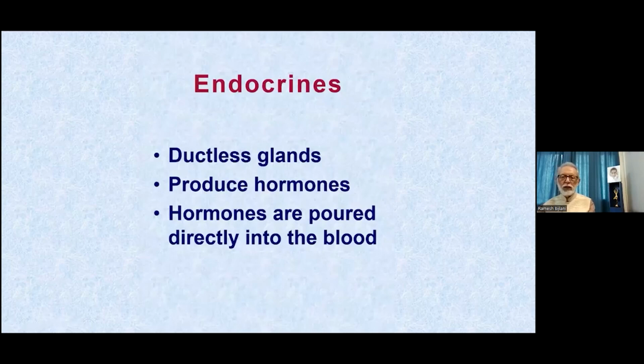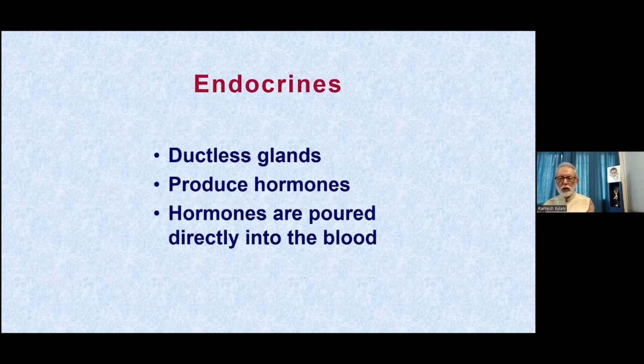Now, what are the characteristics of these endocrine glands which produce the hormones? They are ductless glands, which means they do not have a tube that conveys their secretion to the place where it has to go. For example, in the digestive system, the pancreatic juice is poured through a tube into the small intestine. Bile also travels through a tube to reach the small intestine. These tubes are called ducts. Endocrine glands do not have any ducts.